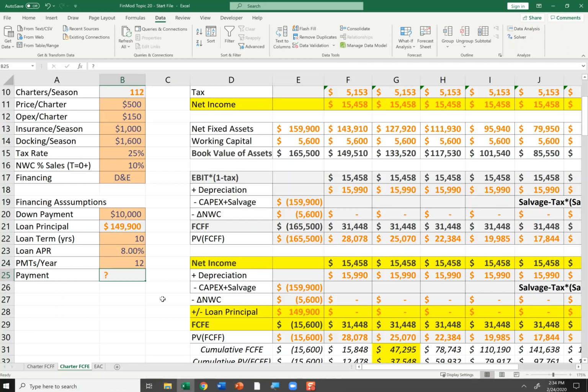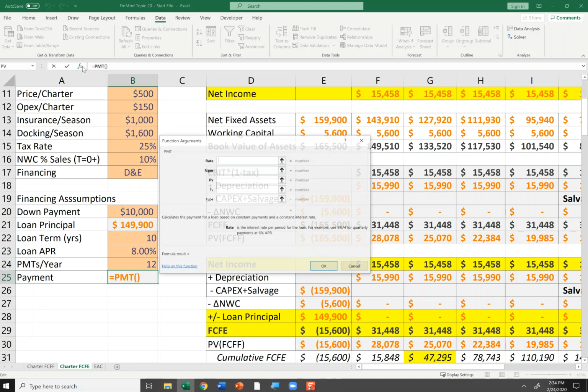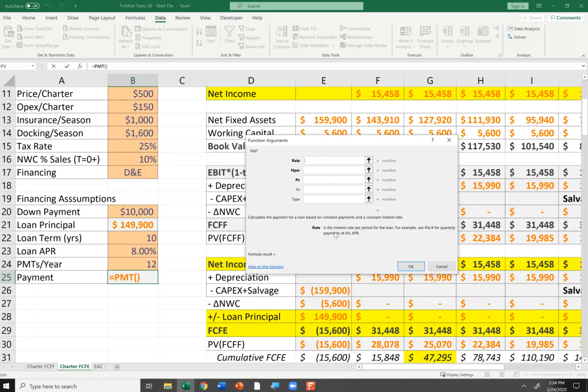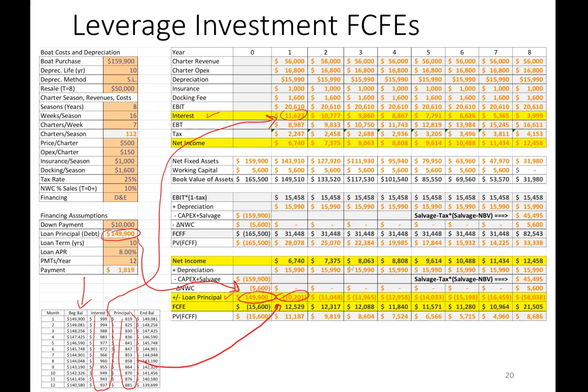So the first thing I want to calculate is what is my monthly payment. So I'm going to use Excel's payment function. I'll bring that up. I'm going to have the rate. Notice here it says the rate is the periodic rate. So I'm going to take the APR, divide it by 12, and that's going to be my interest rate per period. I'm going to put in a 10-year loan times 12 periods, so it's 120 periods. And where it says payment, I'm going to put in a negative, where it says present value, negative 149. So there's my payment of $18.19 per month.